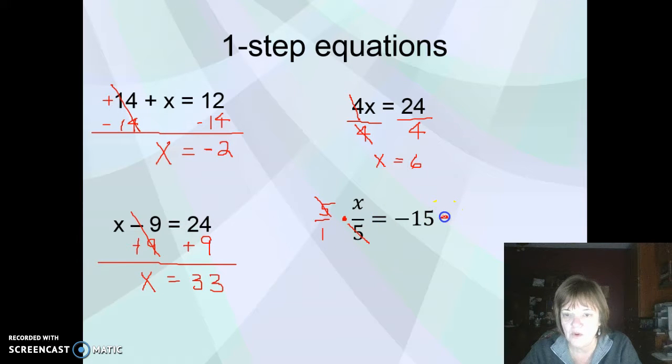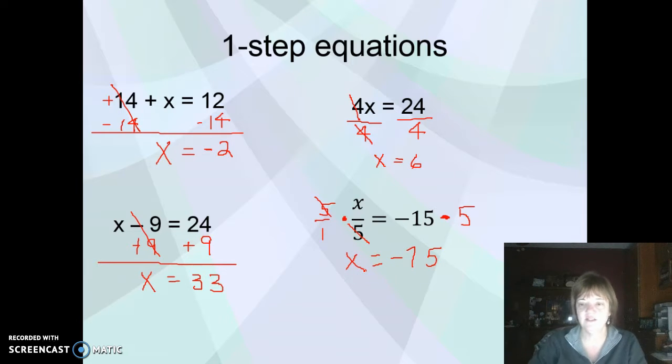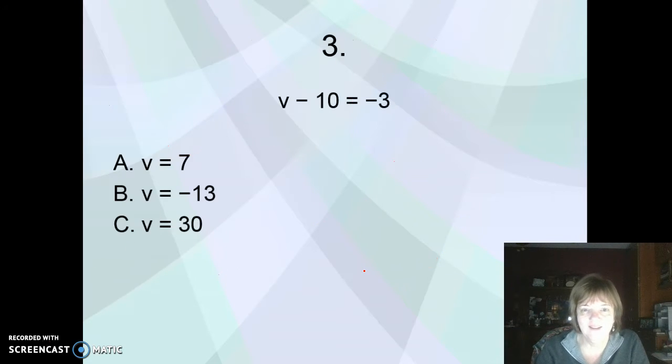We need to multiply by 5. And oh boy, 5 times 5 is 25. And 15 times 5 is 75. And don't forget, this is a negative. So it is negative 75. And that is what x equals. Whew, that was a rough one on the brain so early in the day for me.